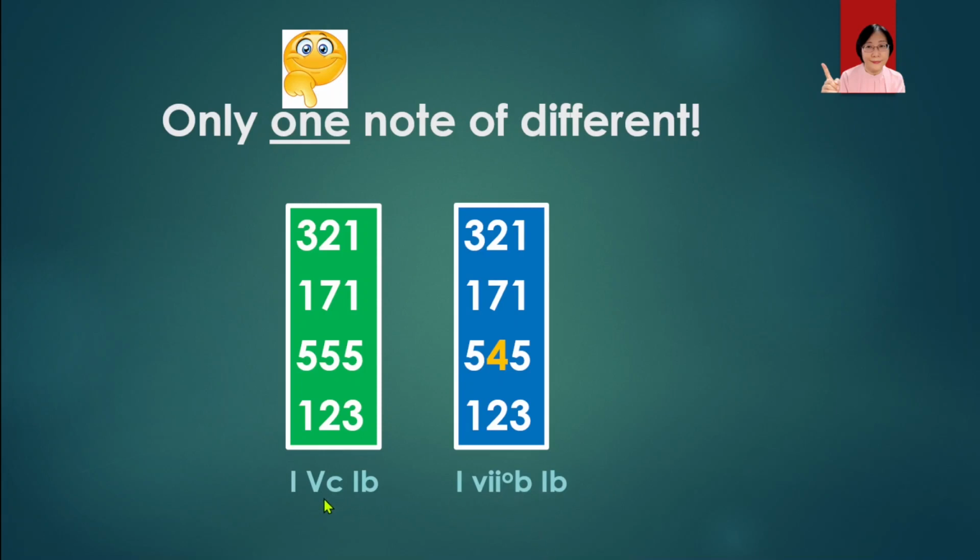6-4 is the second inversion. 6-3 is the first inversion. And in this case, we apply it to 7B. They have the same bass line and only one note of difference. It sings like do, re, mi, re, do, ti, do, so, fa, so. Only one note of difference.